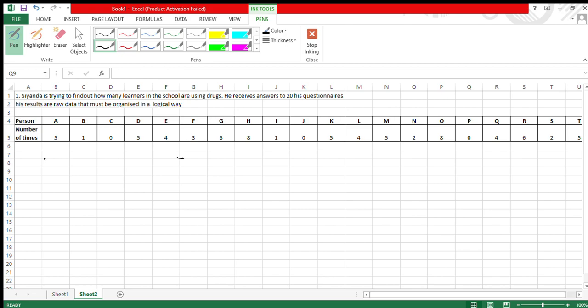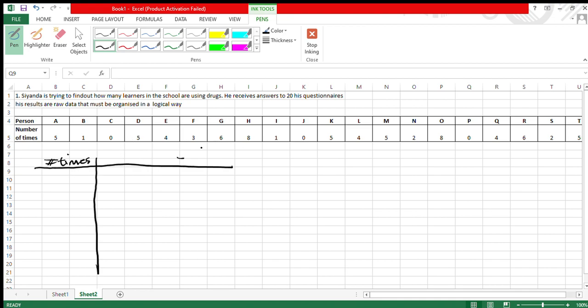So our first column, we're going to call it the number of times. Let's make this our first column. Let's just draw a line here. Okay, this is our first column. So what's going to come under the number of times is these numbers here, because this is the data for the number of times that the drugs are used.